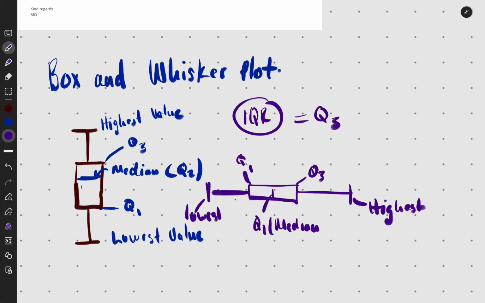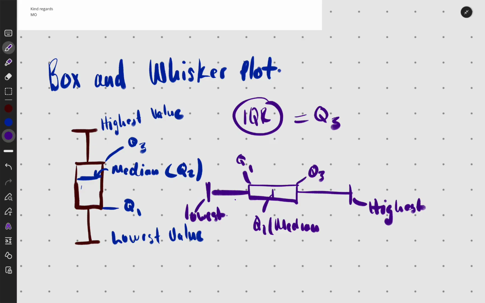Now, this is the general box and whisker plot. What you do is you arrange all your data in increasing order. You make sure you have arranged your data. Then you look for the median. For you to get the median, you need to have your data in increasing order. When you get your median, then you're going to get Q1, then you're going to get Q3, then you're going to get your lowest value. You check for the lowest value and the highest value, and you put your thing.